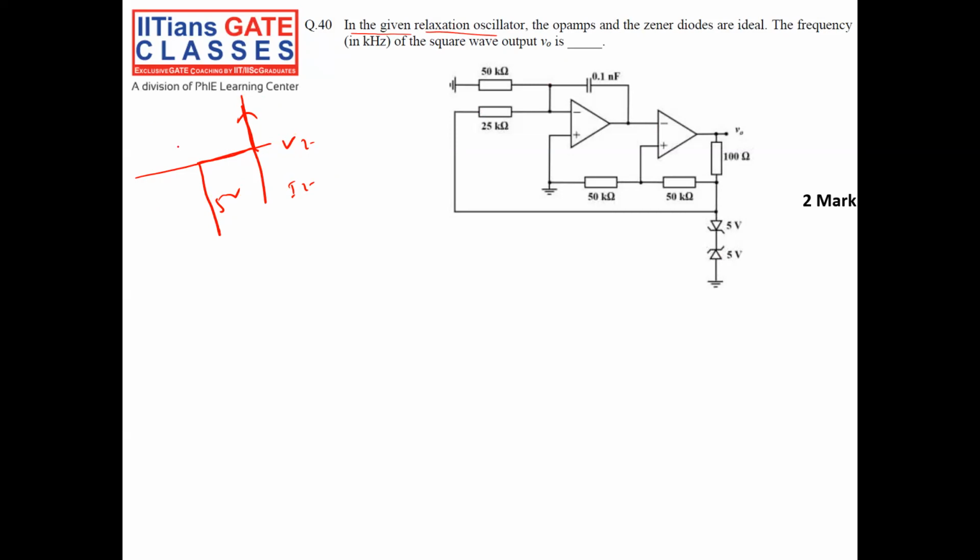Okay, this you know. What is an ideal op-amp? Ideal op-amp you know already. I discussed. Gain is equal to infinity, bandwidth infinity, input resistance is infinity, and output resistance is zero. Okay.